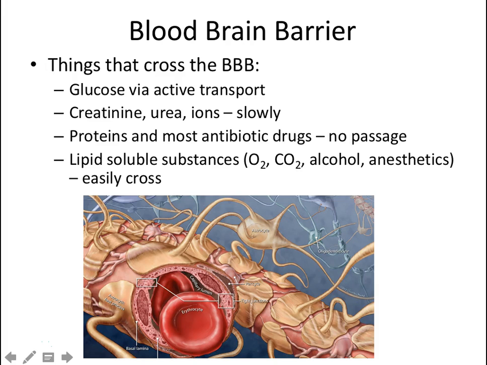Unfortunately, a lot of proteins and antibiotic drugs don't get through. They tend to be water soluble, so hydrophilic. Remember that we have a cell membrane. They don't cross that cell membrane very easily. You have to have transporters. You do not have transporters in this case.